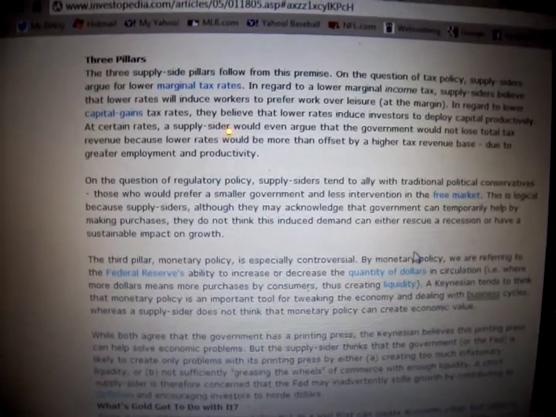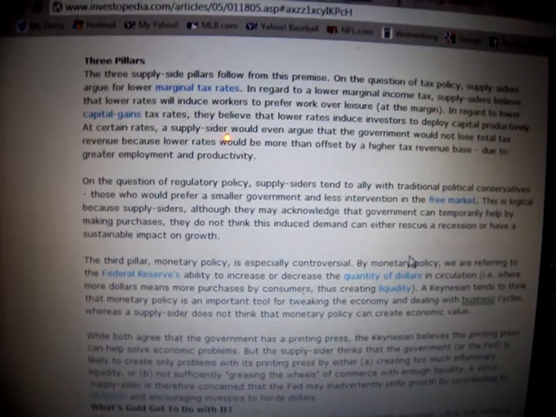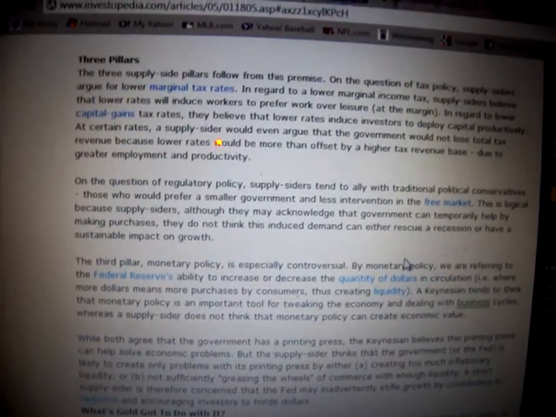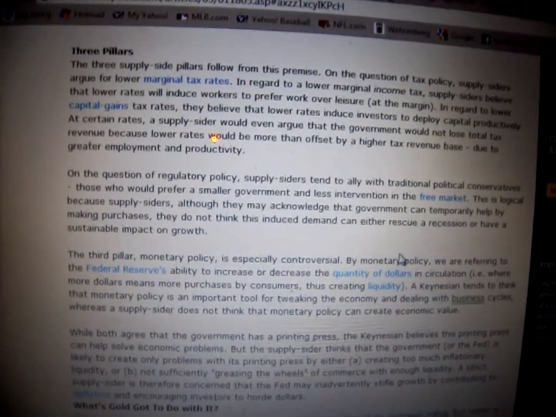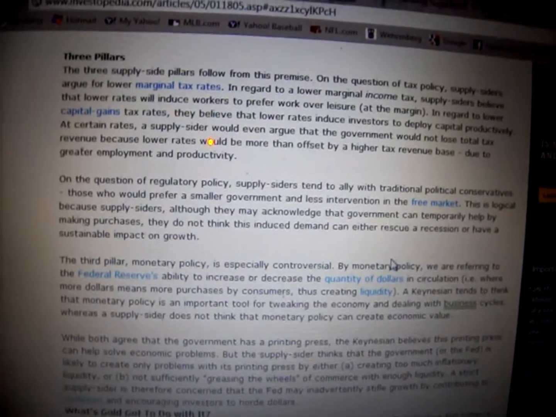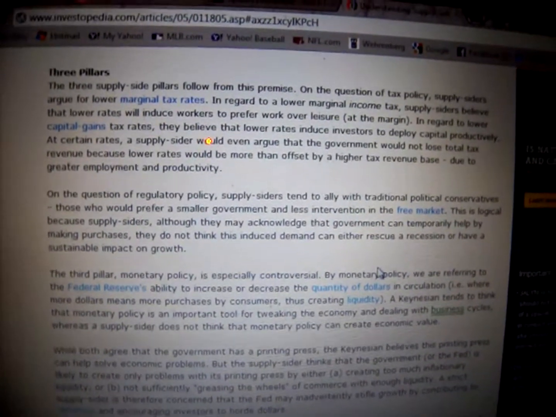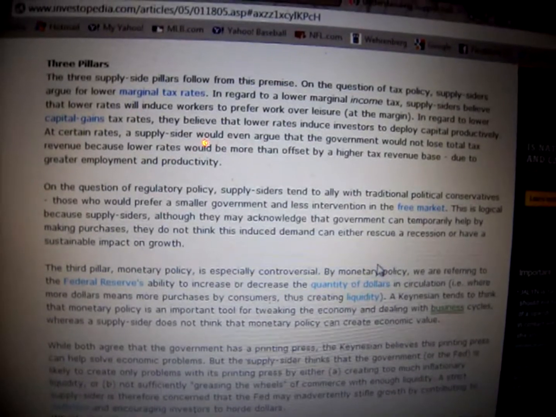Now, from there to supply-side economics. The three supply-side pillars follow from the premise on the question of tax policy. Supply-siders argue for low marginal tax rates. In regard to a lower marginal income tax, supply-siders believe that lower rates will induce workers to prefer work over leisure at the margin. In regard to lower capital gains tax rates, they believe that lower rates induce investors to deploy capital productively.